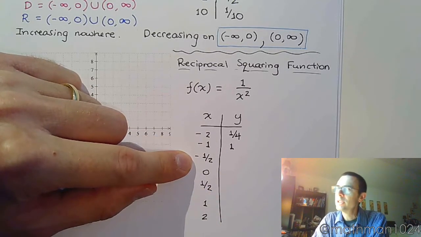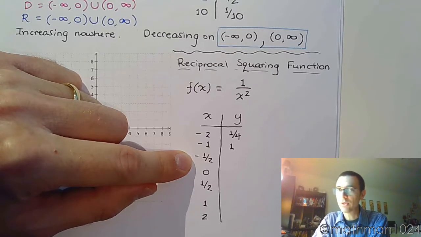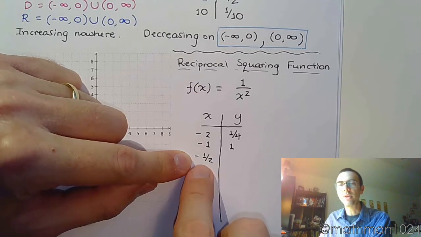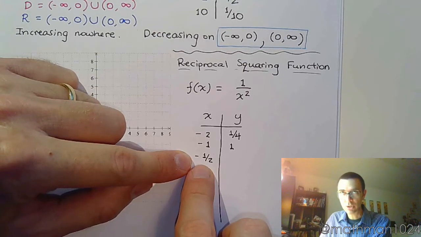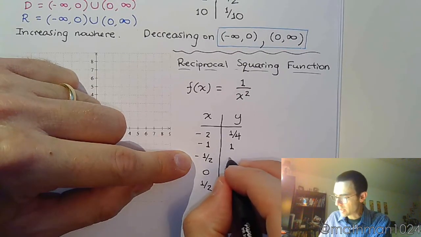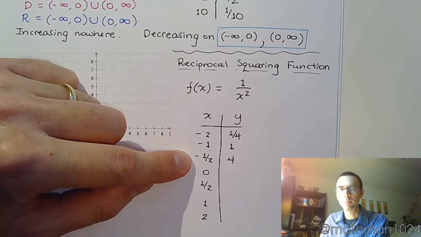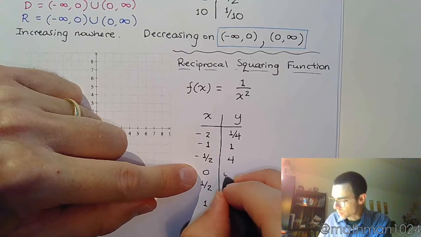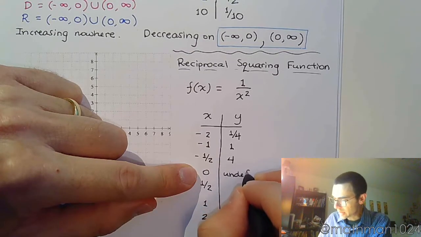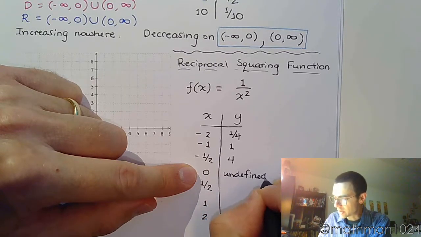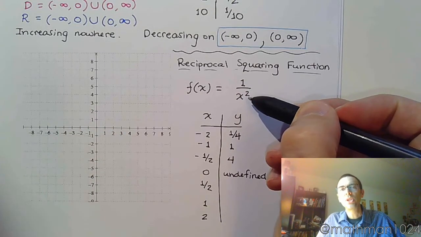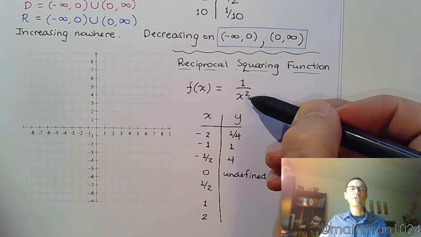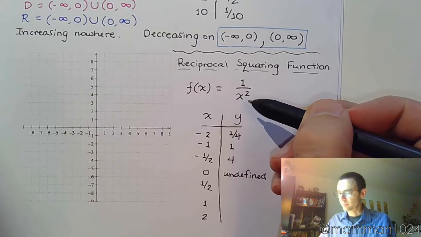Negative 1/2. This might be one of those numbers where I want to do the reciprocal first and then square. So the reciprocal of negative 1/2 is negative 2, and negative 2 squared is positive 4. Cool. 0, just like we had in the reciprocal function, is not going to work here, and it's going to lead us to something that is undefined. You plug in 0, 0 squared is 0, 1 divided by 0 is undefined.